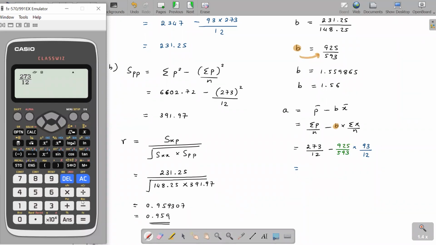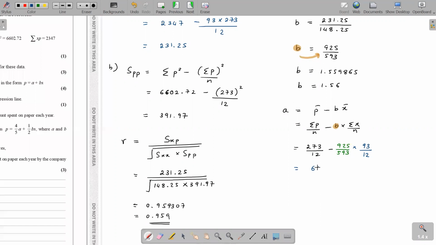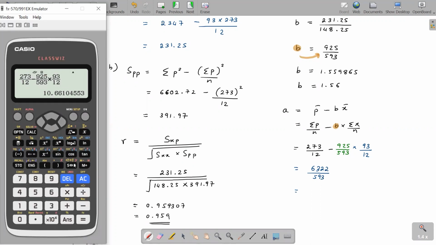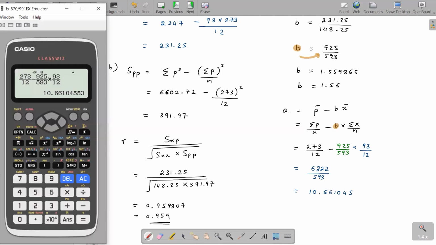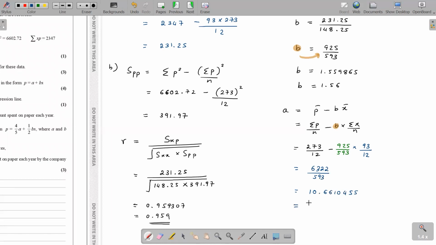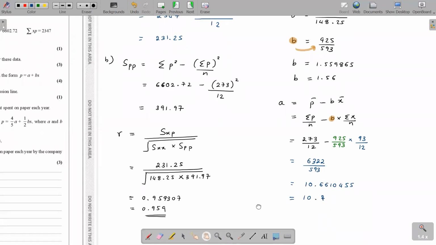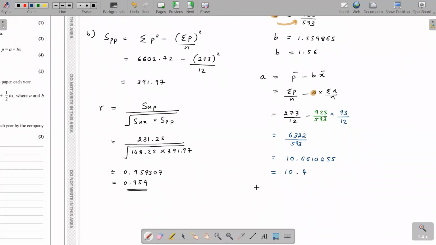273 over 12 minus 925 over 593 into 93 over 12, which gives me 6322 over 593, which when I write it to significant figures is 10.66 something, 10.7 to 3SF. Okay, so when you're writing your regression line, it would be written as P equals A plus BX, right? So P equals 10.7 plus 1.56 times X. Okay.